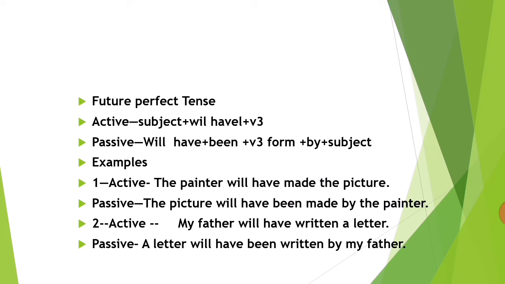And while changing into passive voice, what will be the formation? Will have plus been plus third form of the verb plus by plus subject. See the examples. The painter will have made the picture. We will start with the object. The picture will have been, third form of the verb, made by the painter.